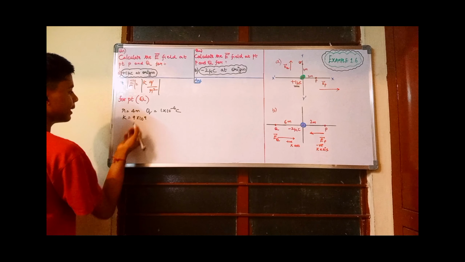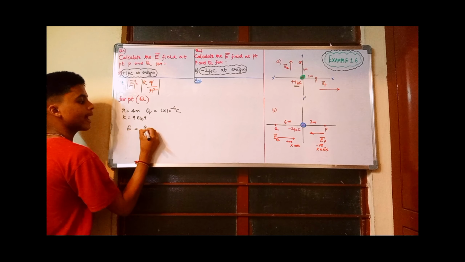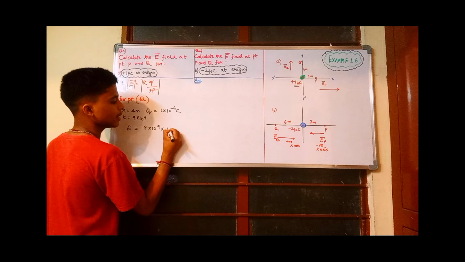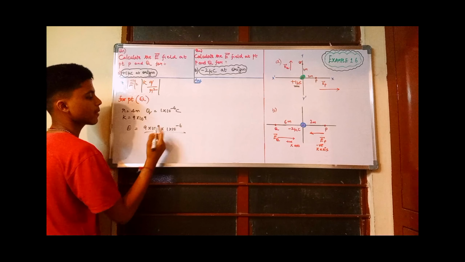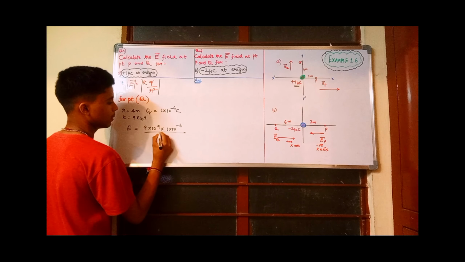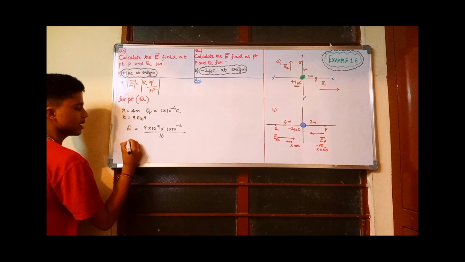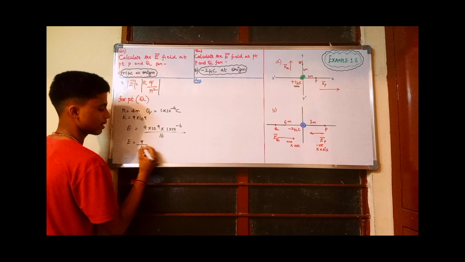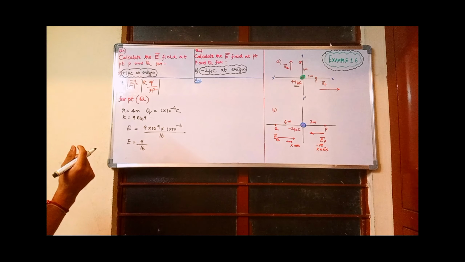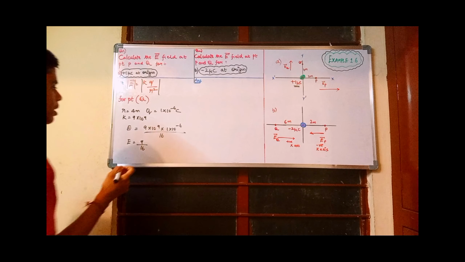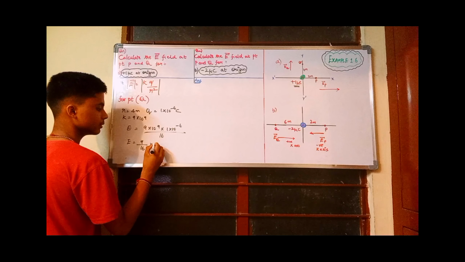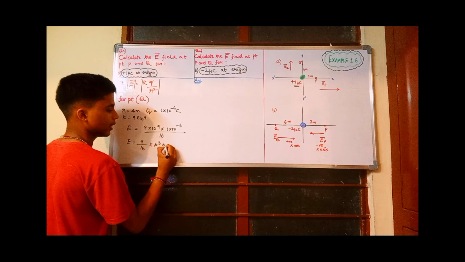So now I'll write in the formula form: E is equal to 9 into 10 power 9 into 1 into 10 power -6 by 4 square, which is equal to 16. So in the place of 4 square I'm going to write 16. E is equal to 9 by 16 into 10 power 3 Newton Coulomb power -1.